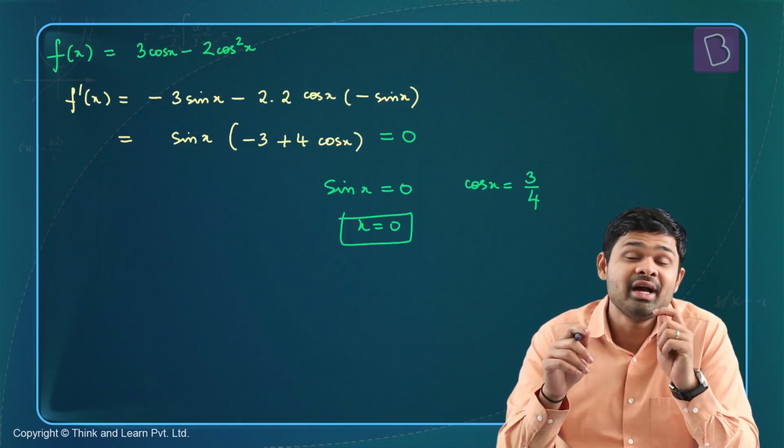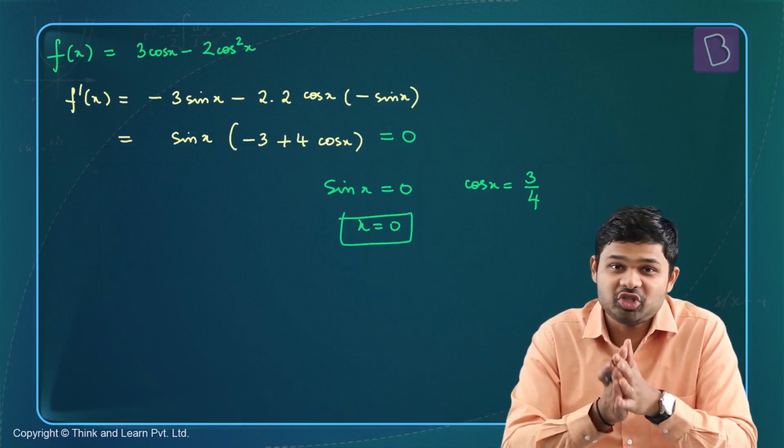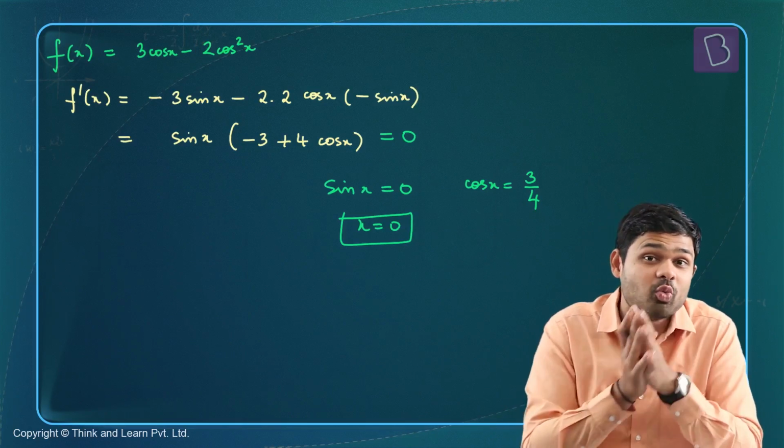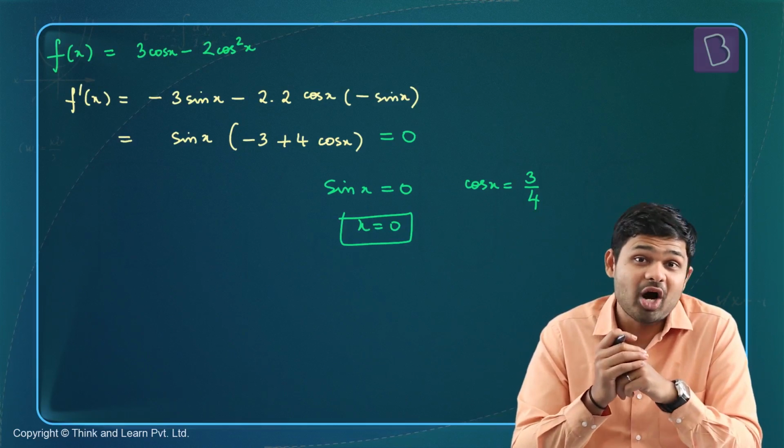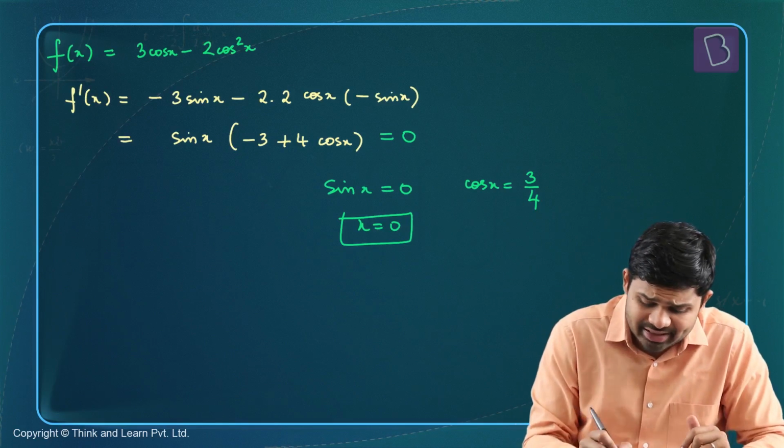We are interested in finding the point x is equal to 0 because we have to check if f of 0 equal to 1 is a point of local maxima or local minima. So let's take the second derivative.